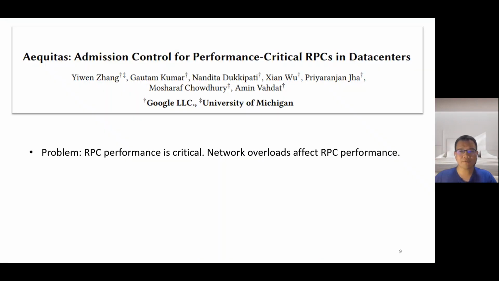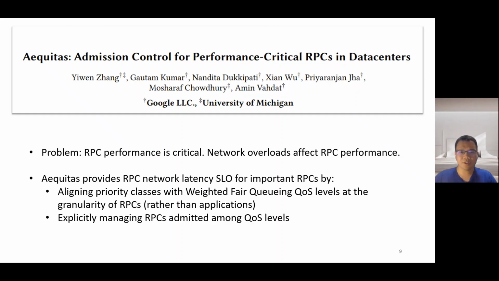The first paper is from Google and University of Michigan. This paper is about RPC performance. We know that RPC generates the majority of the data center traffic, so its performance is very critical. But network overload has a huge impact on its performance. So in this paper, the authors proposed Equitas to provide RPC network latency SLO for selecting important RPCs.